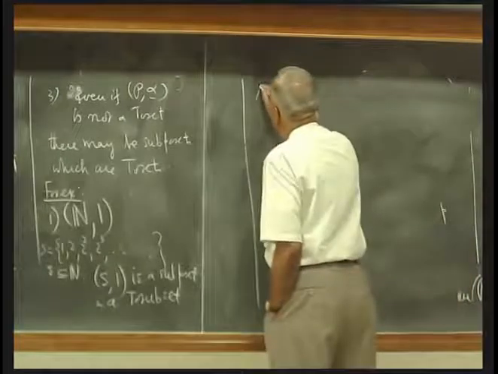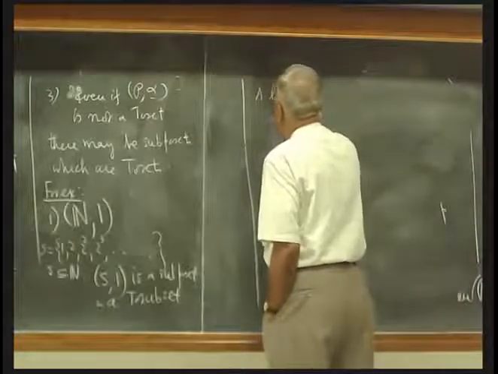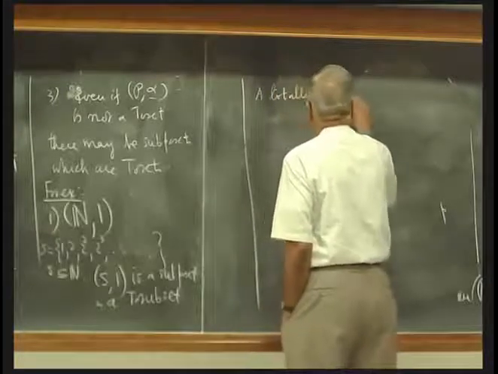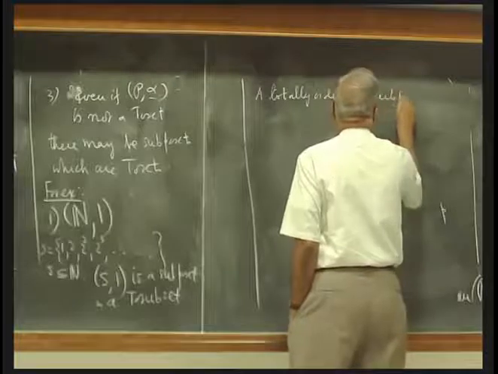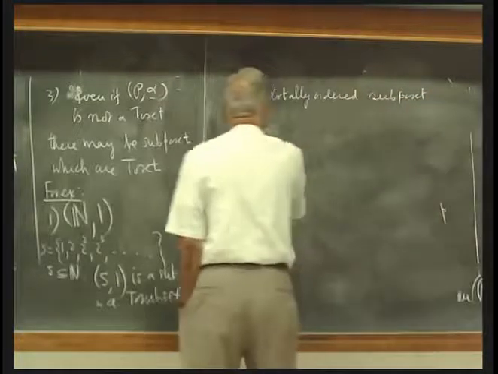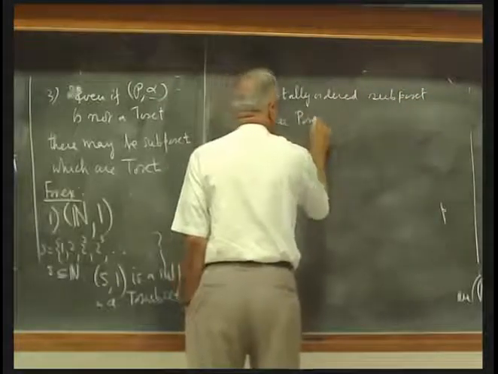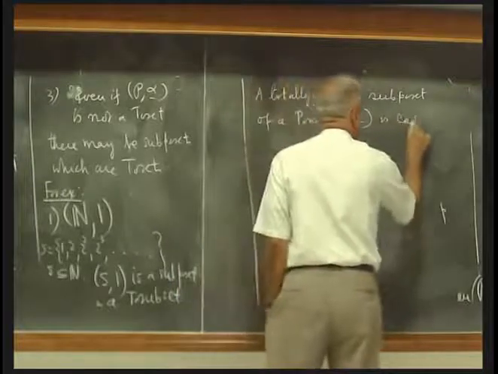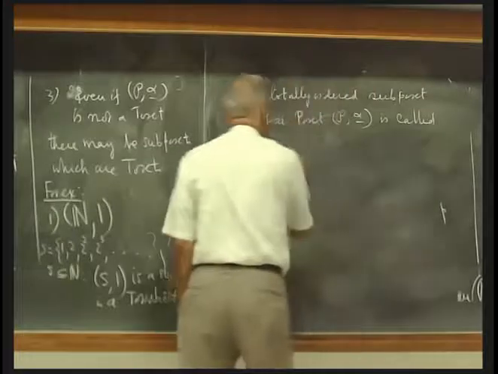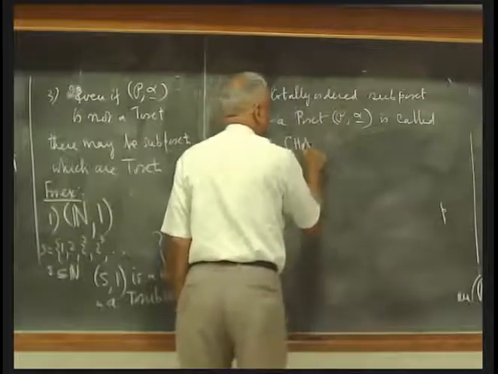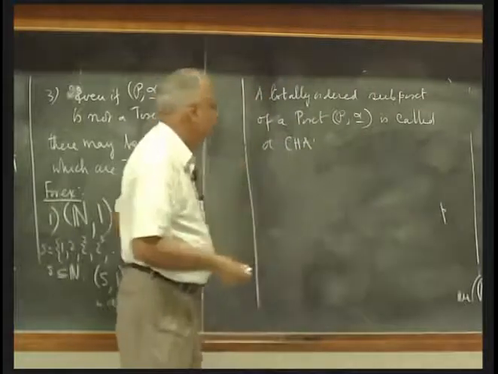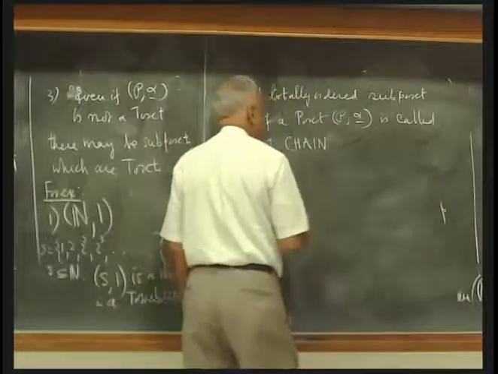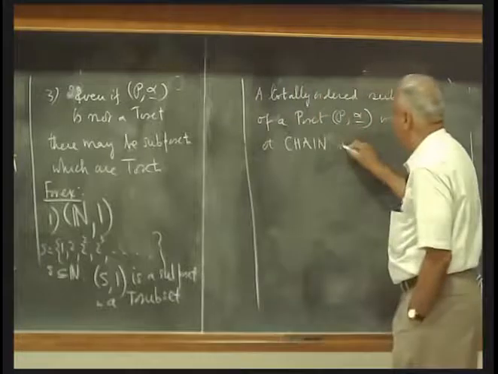So, a totally ordered subset is called a chain. That should not be confused with the logic. It's called a chain.